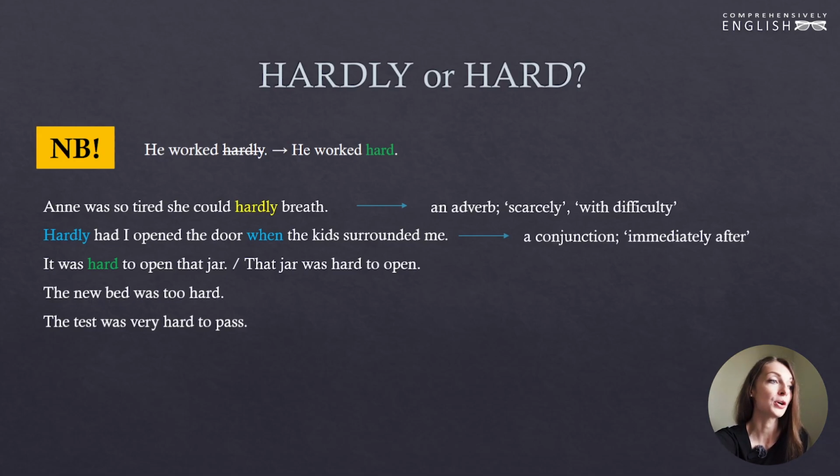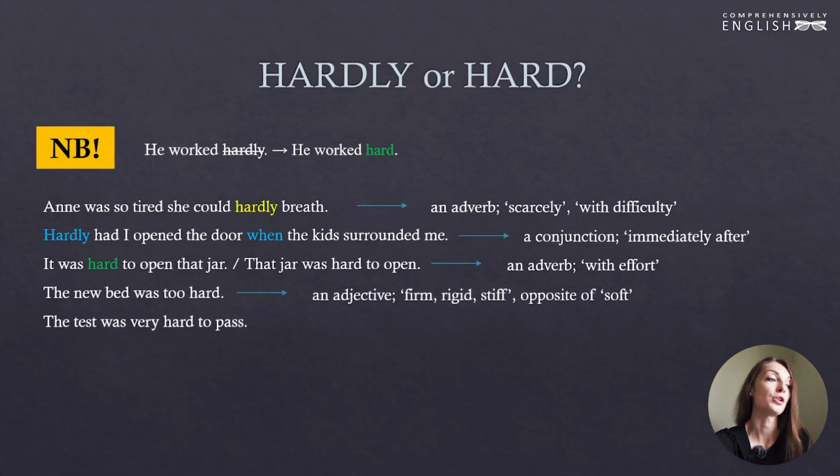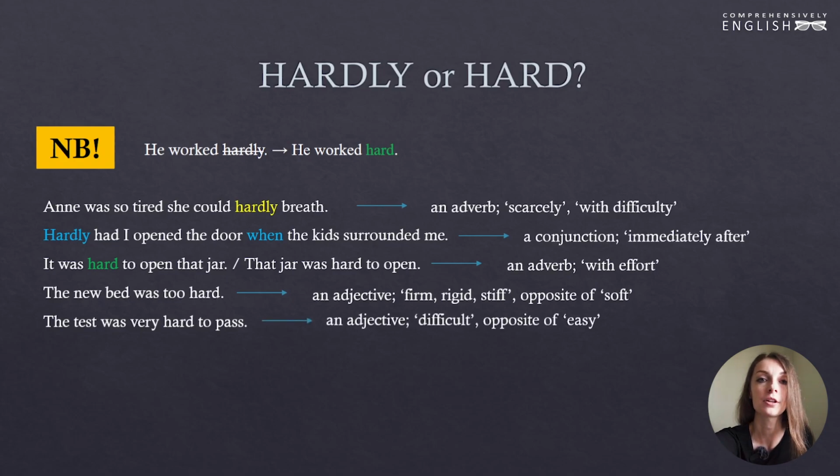It was hard to open the jar. The jar was hard to open. Hard is an adverb here. It is with effort. The new bed was too hard. Hard is an adjective here, meaning firm, rigid, and stiff, opposite to soft. The test was very hard to pass. Hard is an adjective here, meaning difficult and opposite to easy.